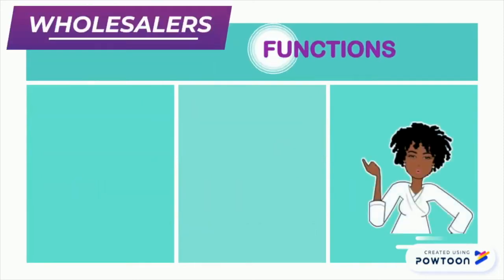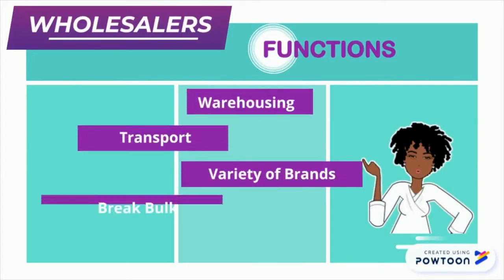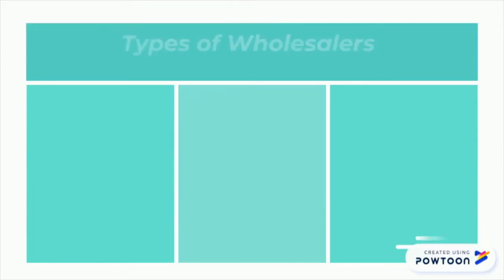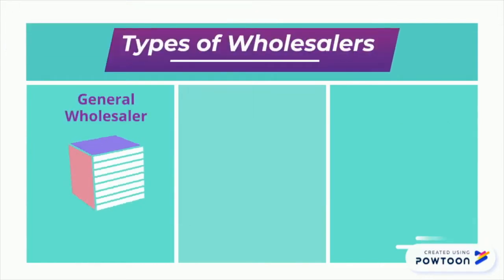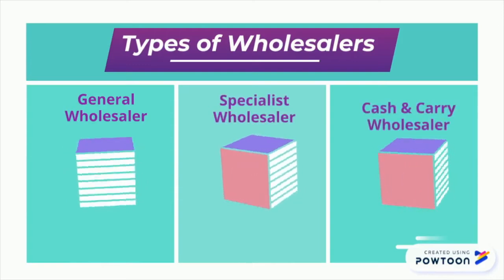Now let's look at the wholesalers and their main functions. There are 5 of them: warehousing, providing transport, providing a variety of brands, breaking bulk, and offering credit. Now there are 3 main types of wholesalers: the general wholesaler, the specialist wholesaler, and the cash and carry wholesaler.